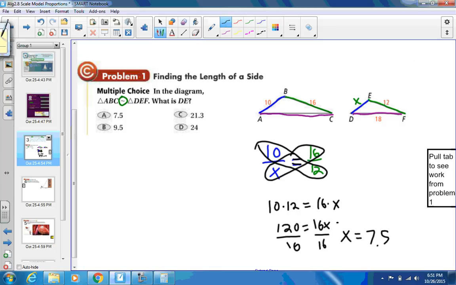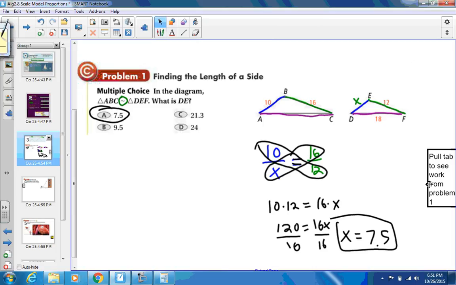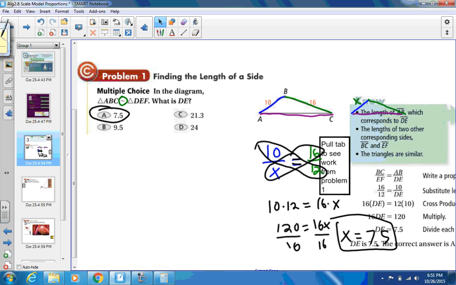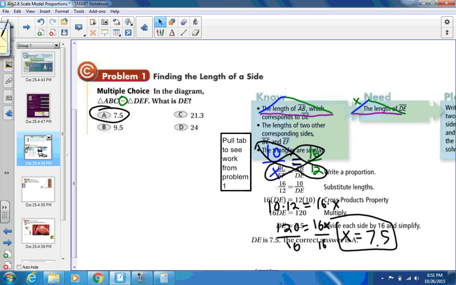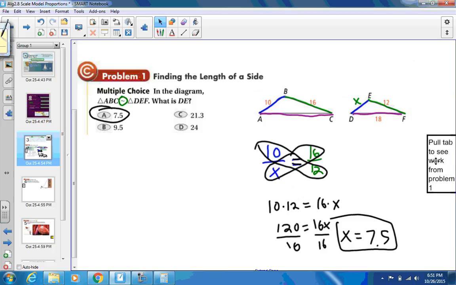That's what I got. And if we look up here, hey, 7.5 is A. So our answer for this one is A. Now, if you're doing this on your own on the smart slides that are on Google, you can pull this and check the work. I think I got the correct answer. Yep, it does say the answer is A. Or you can put that back where it was. All right, so that's how we can use proportions to find side lengths of similar figures.